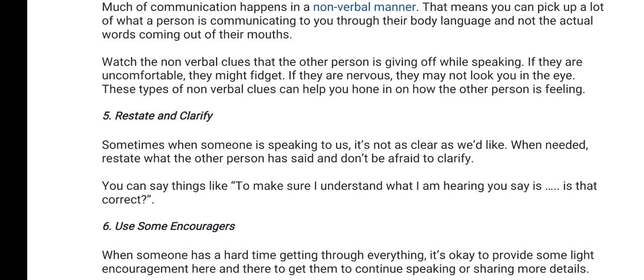Next is restate and clarify. If you don't understand something or if you are confused regarding something, then you can definitely ask the speaker so that you can clear your doubts, so that you can understand what the speaker is trying to say.